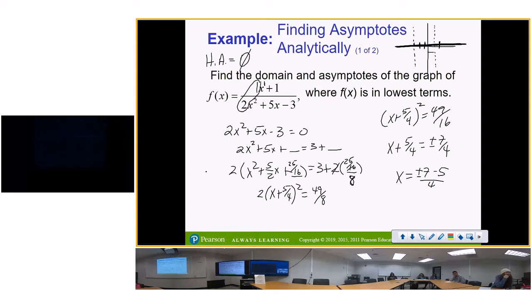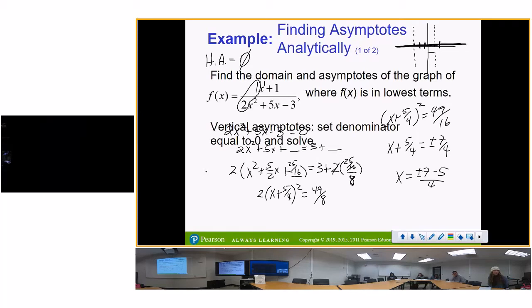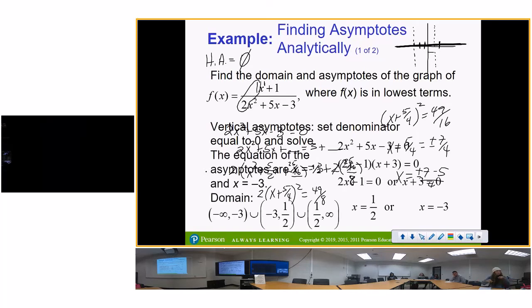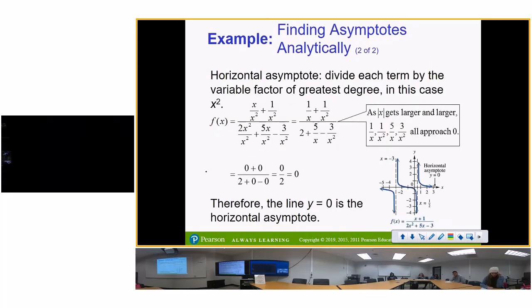The horizontal asymptote is 0. So I have no idea what this function looks like, but I do know that the horizontal asymptote is 0 and the vertical asymptote is -3 1/2. Now let's see what else they want you to do. They probably want you to graph it. And if they do, I would ask that you put it in your calculator and graph it. Okay? Let's see what they do now.